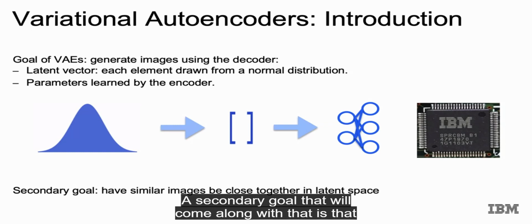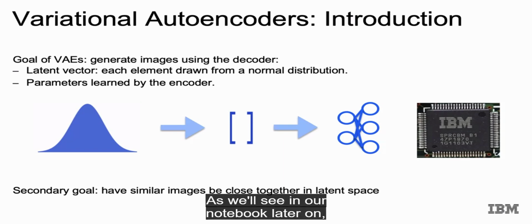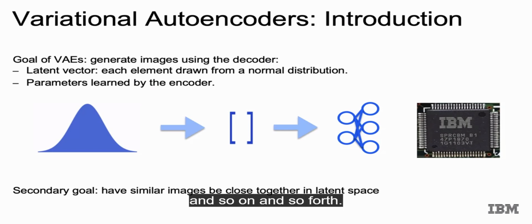And a secondary goal that will come along with that is that similar images will be close together within the latent space. So as we'll see in our notebook later on, if we're looking at hand-drawn values between 0 and 9, the latent space for all of the zeros will be close to one another, for all of the 5s will be close to one another, and so on and so forth.